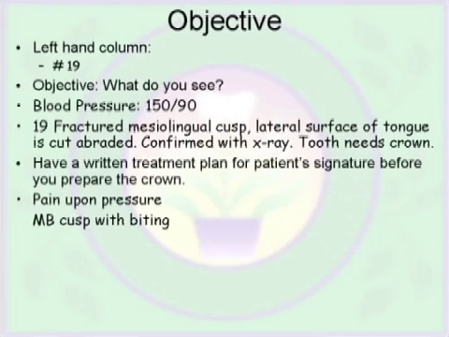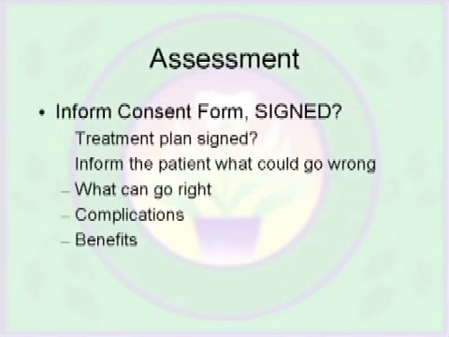So we put down what we were doing, have a written treatment plan, which we had signed before. This is what happened, this is the objective. And then we go through, we write what we did and everything else and sign it off. Informed consent, treatment plan, etc. We can go right through complications, benefits.